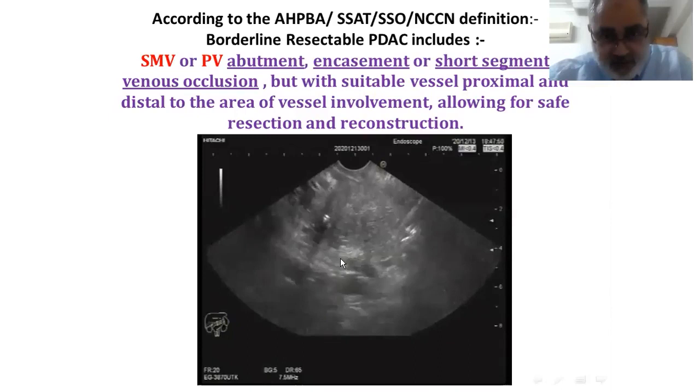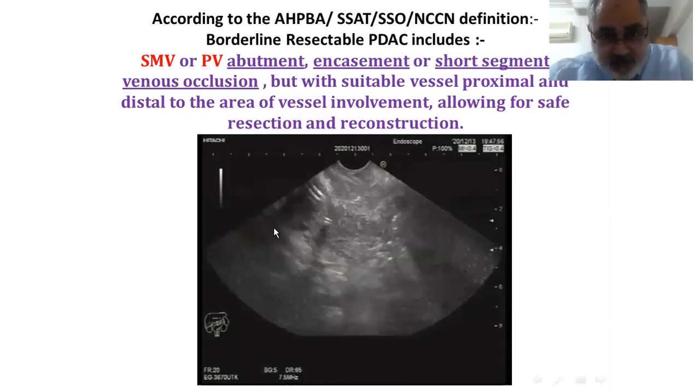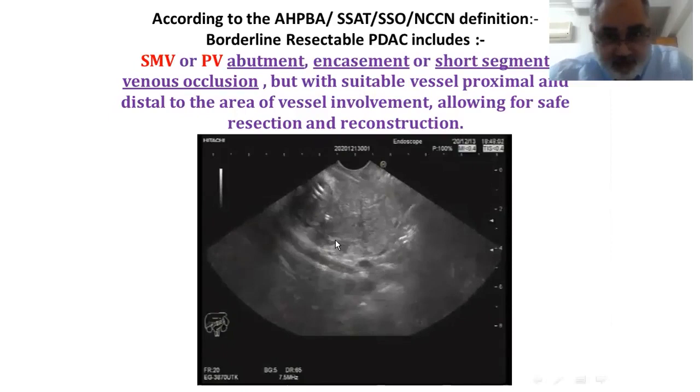And this is the superior mesenteric artery. It is away from the mass. The mass is not involving the superior mesenteric artery, but it is involving the venous confluence of the portal and superior mesenteric veins.